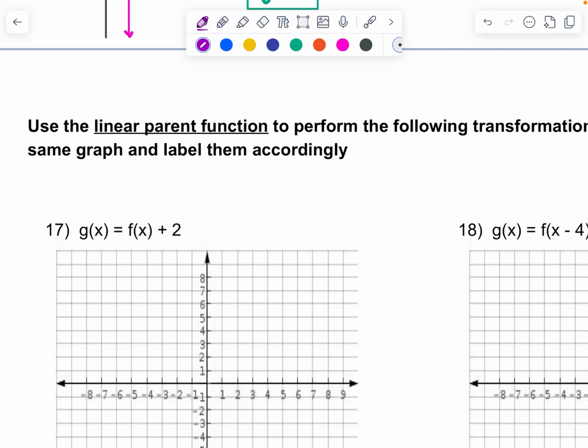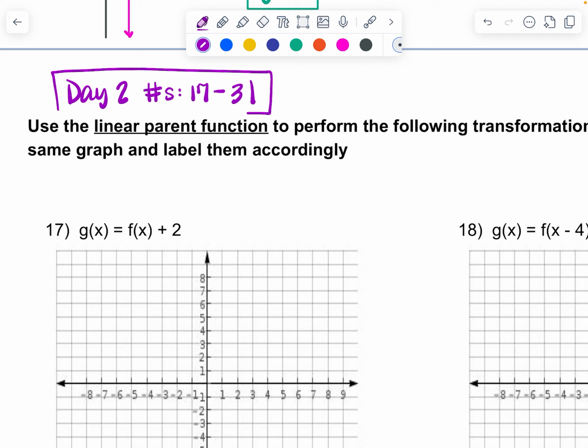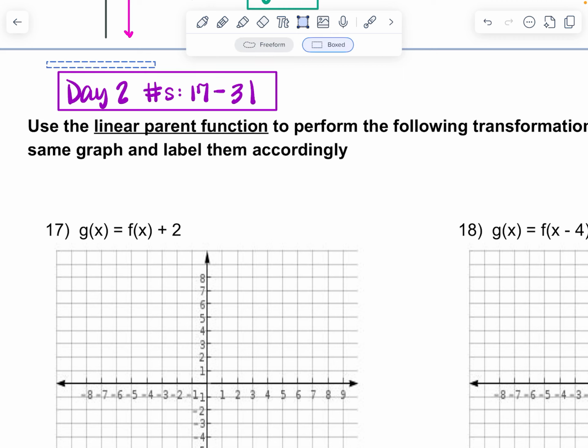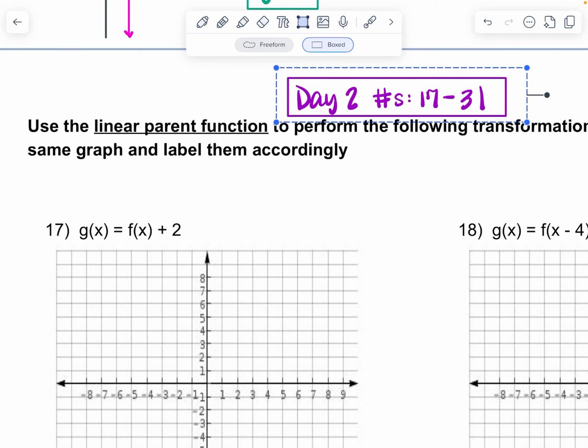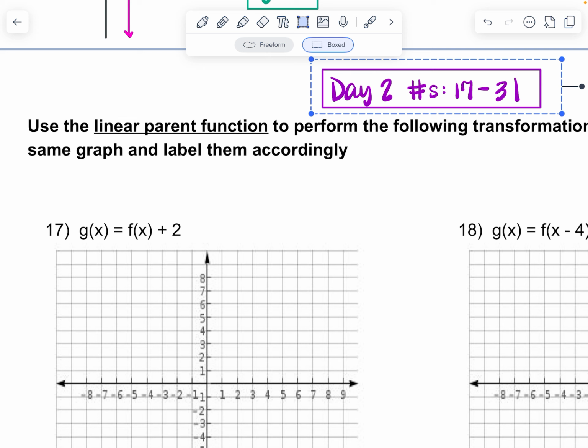All right, continuing on. So number 17 is where the day 2 notes stuff starts, right? So day 2, this is going to be numbers 17 through, let's see, 31, right? So remember day 2 was linear transformations, okay? So we have to be able to look at a bunch of function. I'm going to move this over here really quick.